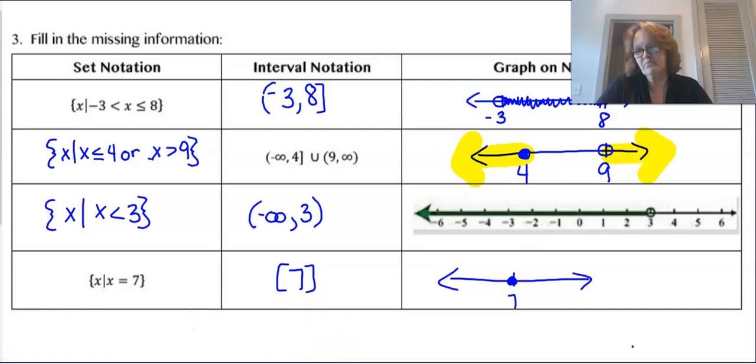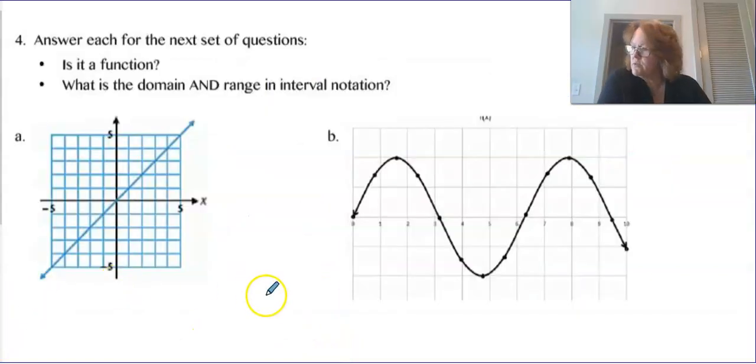Okay, so we just have a few graphs left on pages 6 and 7. And our directions here are to state whether it is a function or not, and then to state the domain and range in interval notation. So 4a. This, of course, is a function. It's a linear function. It passes the vertical line test.